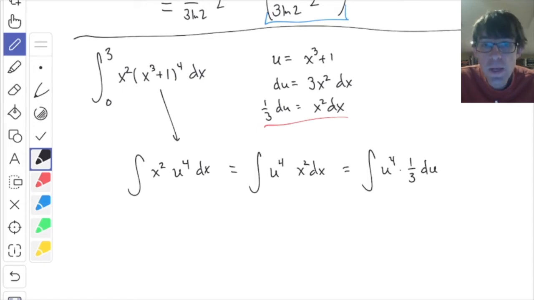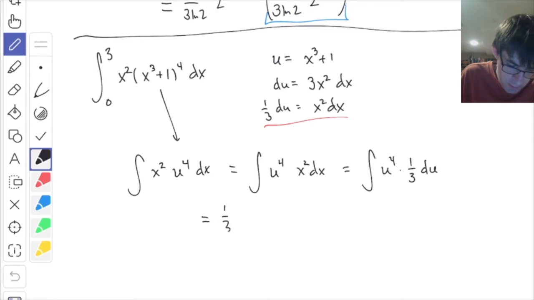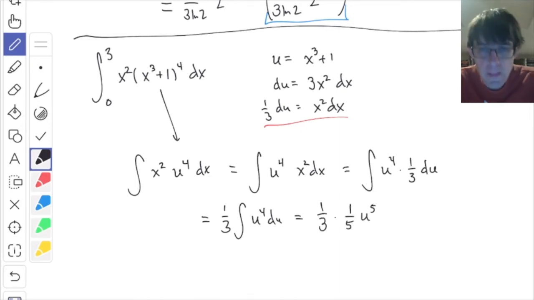Now we can do the antiderivative. So I'm going to move the 1/3 out. That's what I would usually do to prepare for doing the antiderivative. And now do the antiderivative. I got 1/5 u to the 5. Plus c, of course, but since I'm doing the fundamental theorem of calculus, I'm not going to put the plus c because it doesn't matter. It will cancel out in the end anyway.